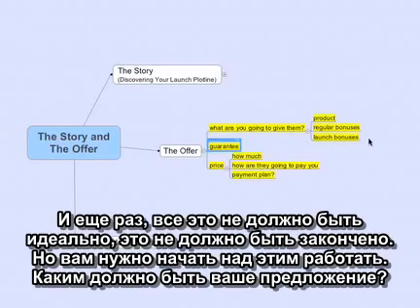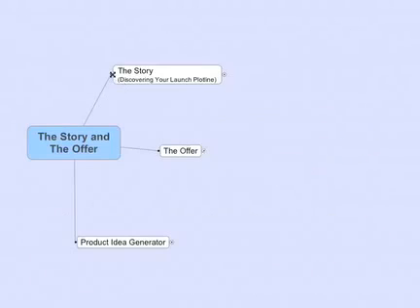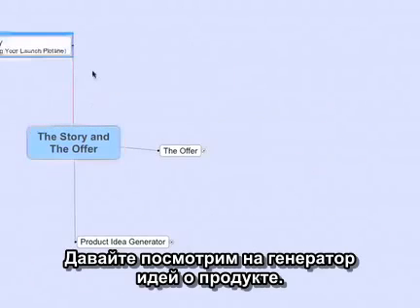These are just basics, but you really have to figure out every single one of these, because there are different strategic and tactical considerations. So you need to start working on this and writing down what you think your offer is going to be. Again, it doesn't have to be perfect. It doesn't have to be finalized, but you need to start working on it. Okay, now let's take a look at this product idea generator.